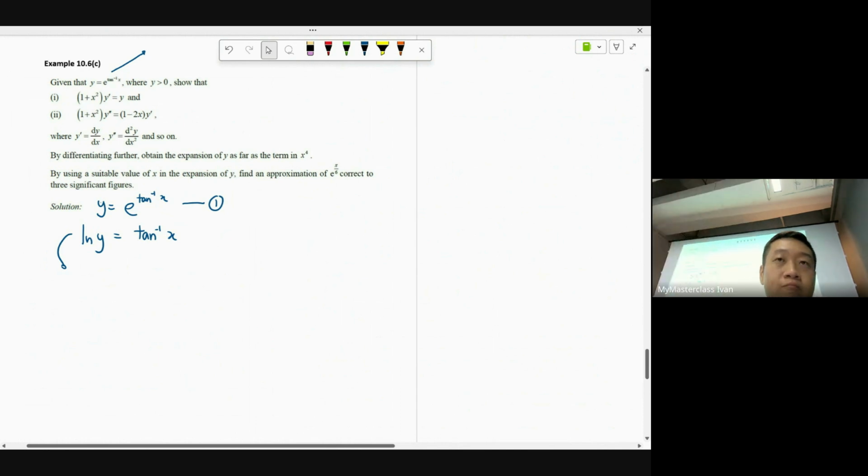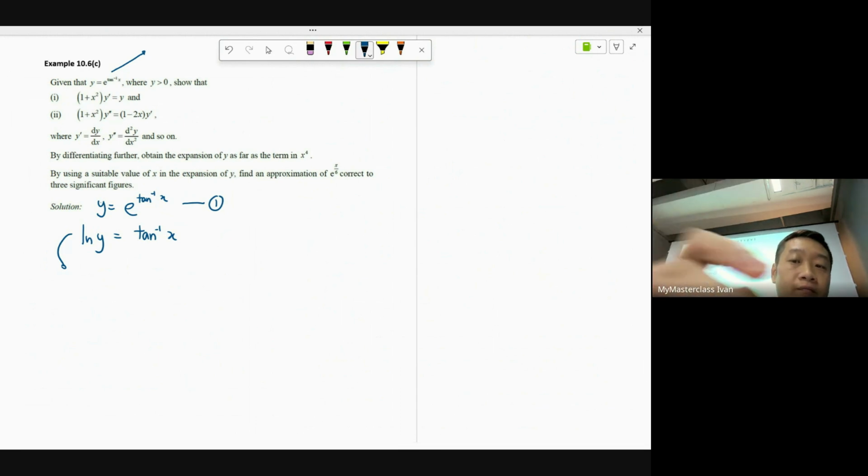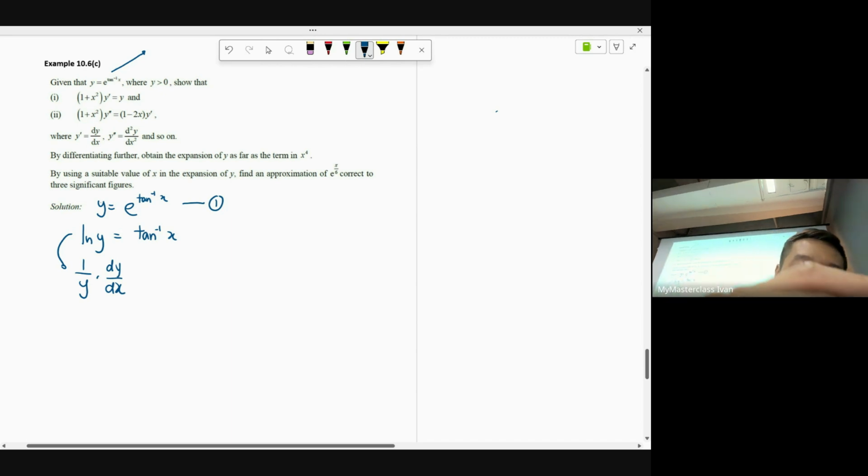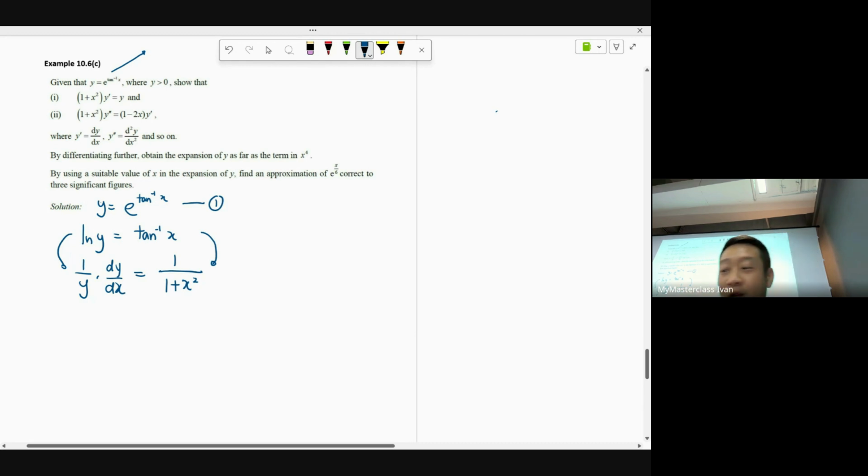Differentiate ln y. 1 over y times... Differentiate tangent inverse, it becomes what? 1 over 1 plus... Refer to the book. Then do cross multiply. dy/dx is y prime. In this case, you put dy/dx as y prime.